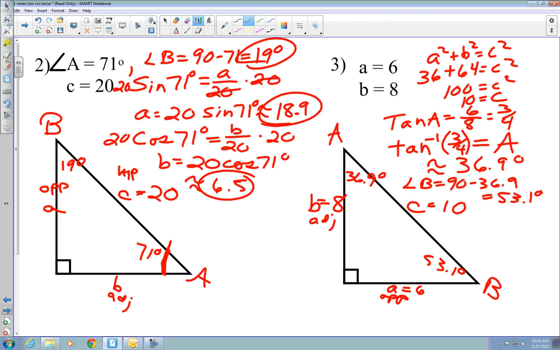Okay, so there is my 1, 2, 3 solutions. Okay, questions?